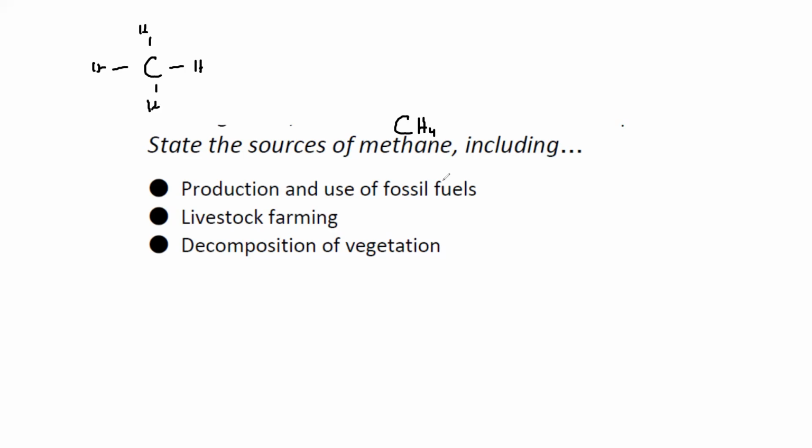What are the sources of methane? Methane is also a greenhouse gas. It can also cause global warming. So how is it produced? It is produced by the production or use of fossil fuels, because when we are using fossil fuels like crude oil, that crude oil is also giving out methane gas, CH4. Livestock farming, the animal waste, for example cattle farming, the waste of the animals is producing methane as well.